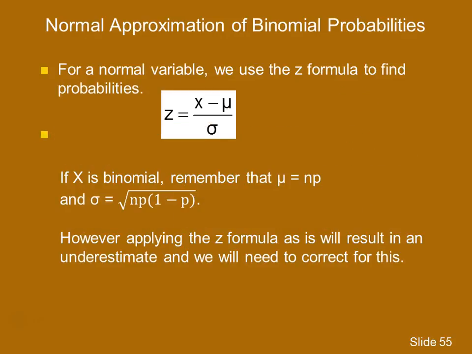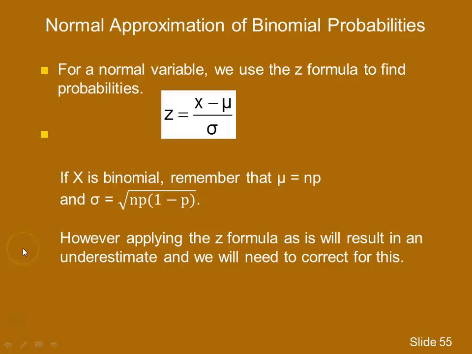Recall how we do normal distribution probability problems. We use the z formula to convert our x value to z and then look up the appropriate probability. Now what we want to do is apply this to a binomial distribution. Remember, of course, that if x is a binomial variable, the mean mu is equal to n times p, and the standard deviation sigma is the square root of n times p times 1 minus p. And we're going to use those in this formula in just a moment as the mean and standard deviation.